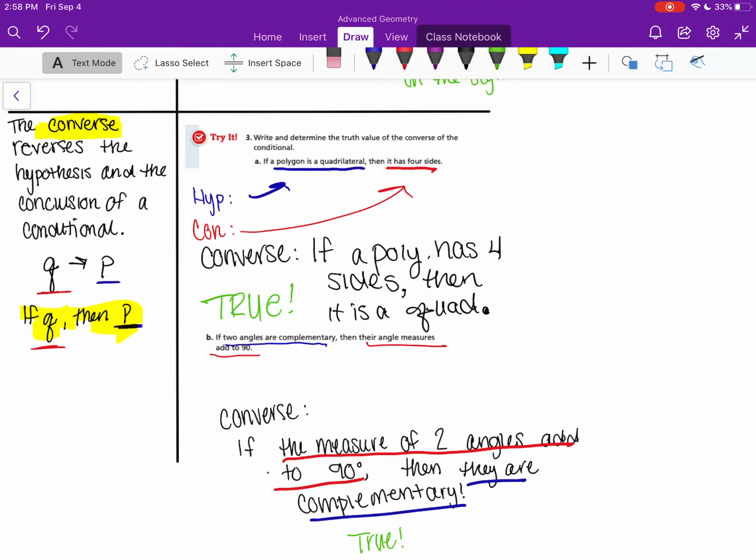But the converse isn't always necessarily true. Sometimes when you flip it around, it isn't true anymore. So you do have to be a little bit careful when you're finding the truth value of the converse. This was section 1.5, conditional statements.